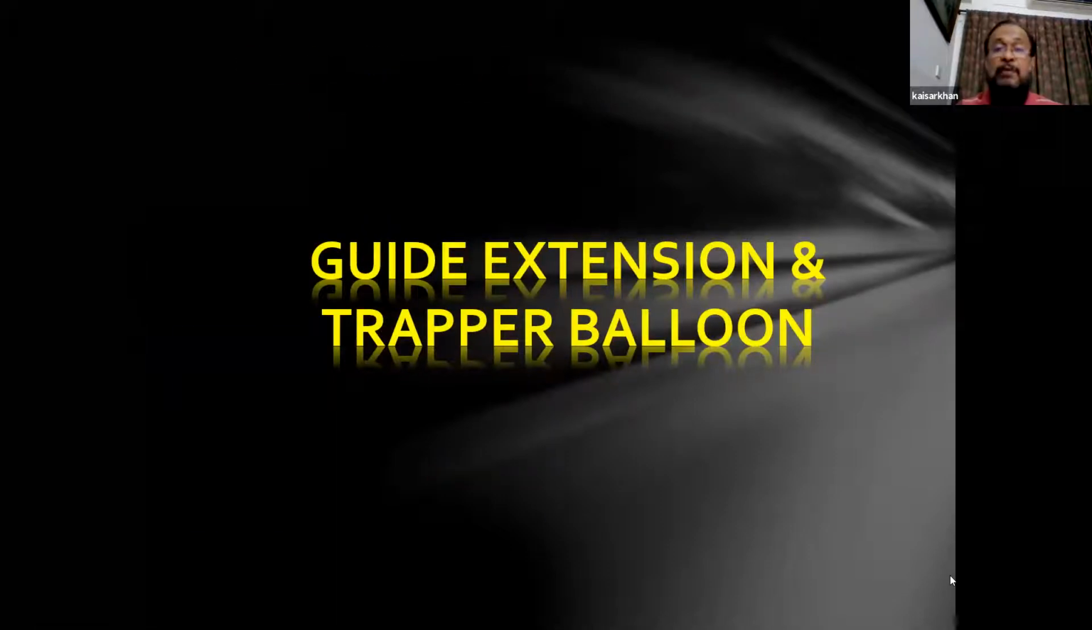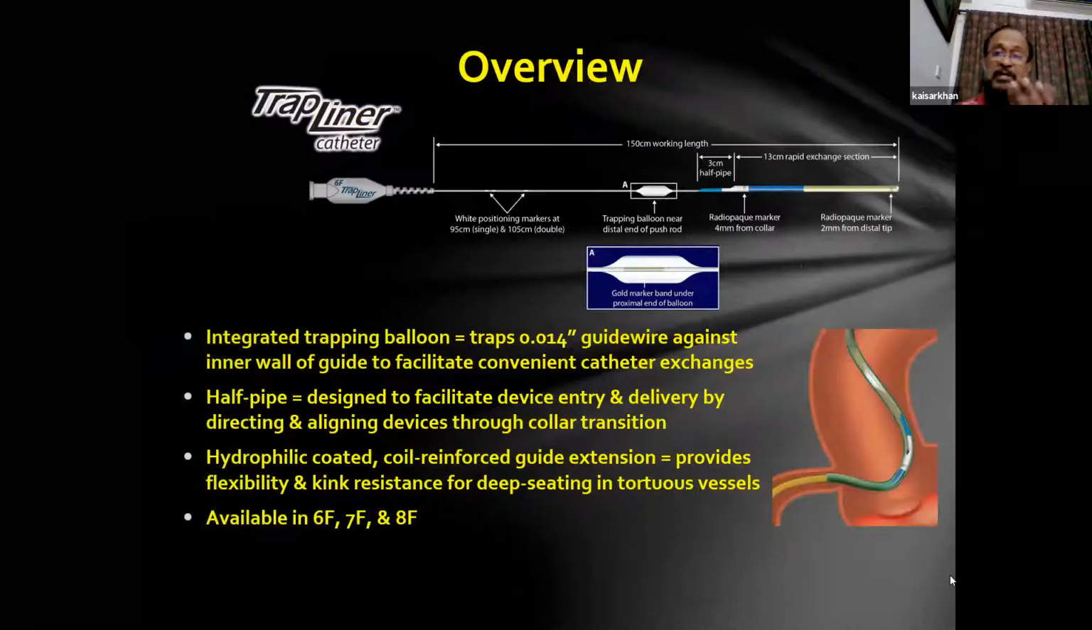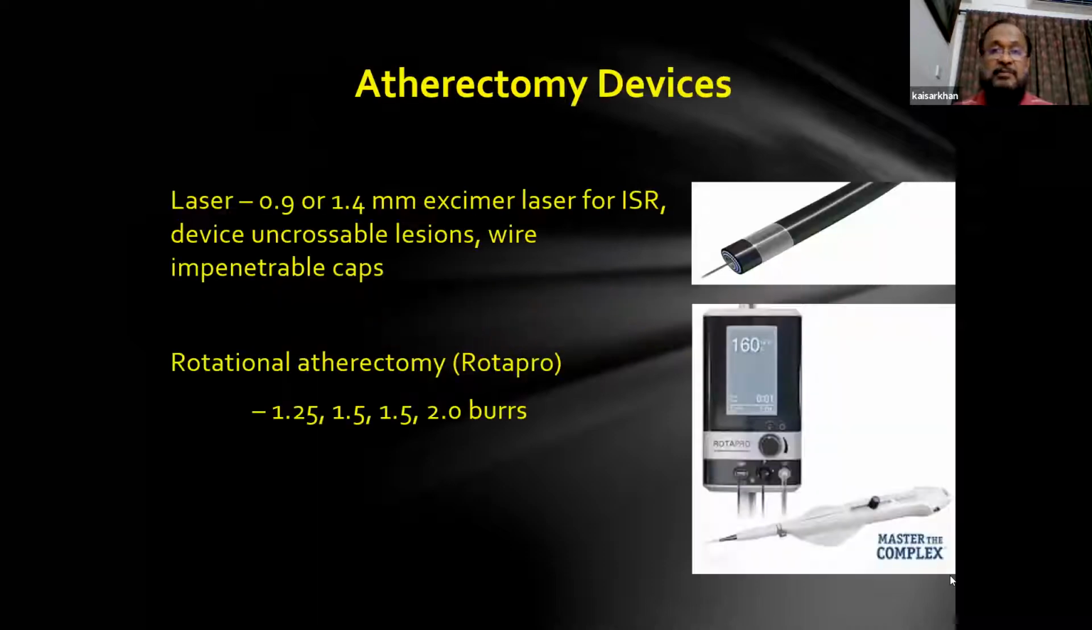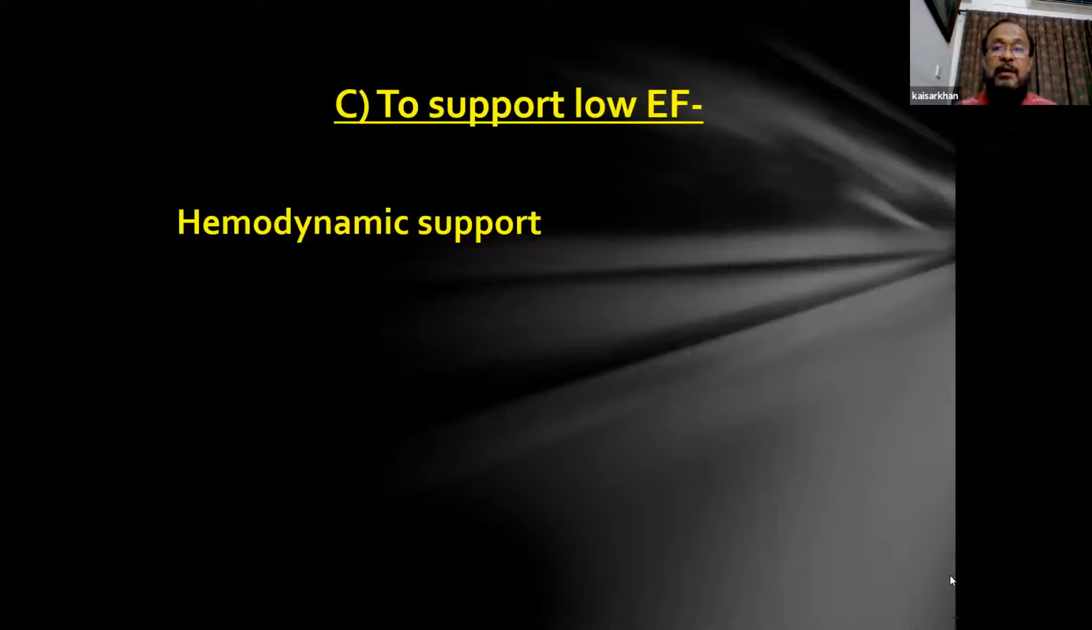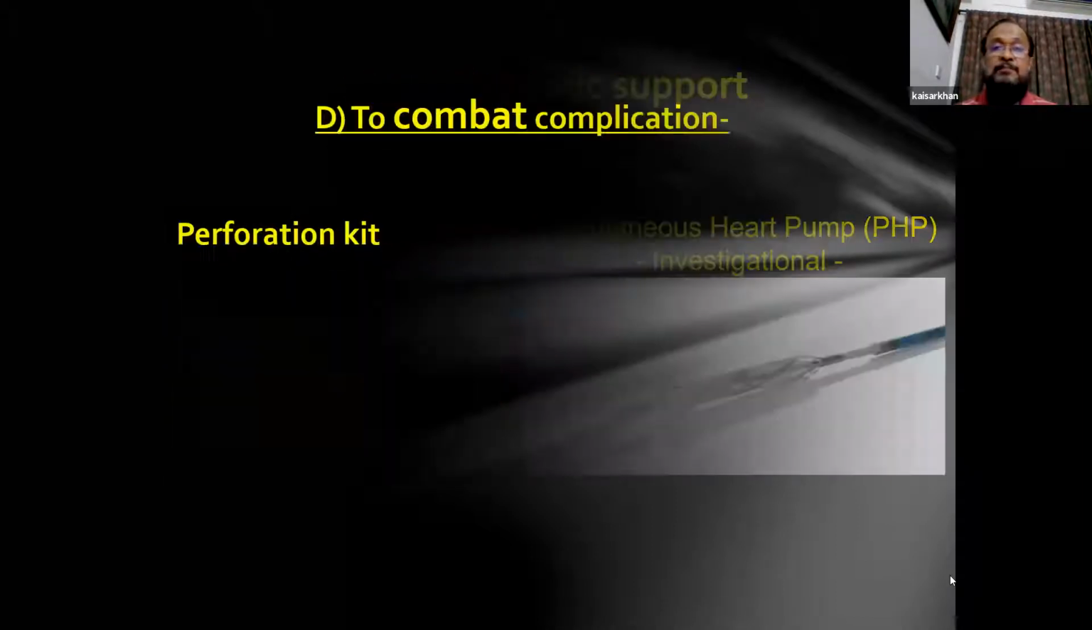And Guide-Extension, trapper balloon for support, Godzilla from Boston. And then trapper balloon, this is a special balloon with which you can easily exchange the hard wires, CTO wires. And for atherectomy devices, there are lasers, rotational atherectomy. And next, to support the low EF, you have to give hemodynamic support either by Impella or percutaneous heart pump.